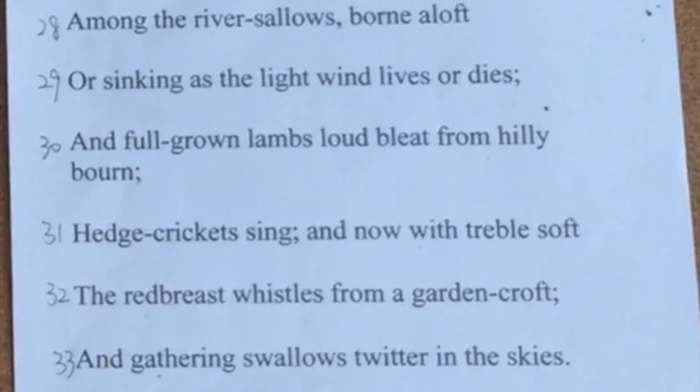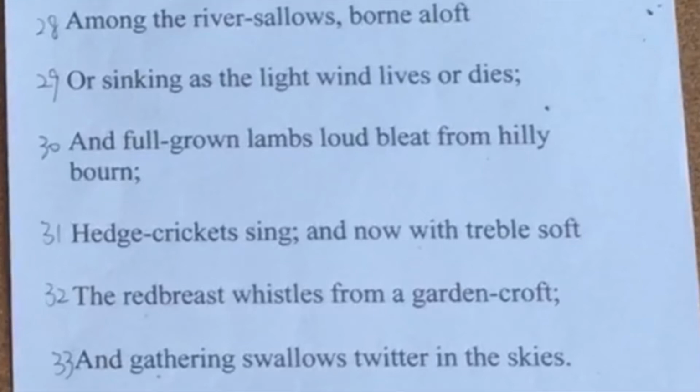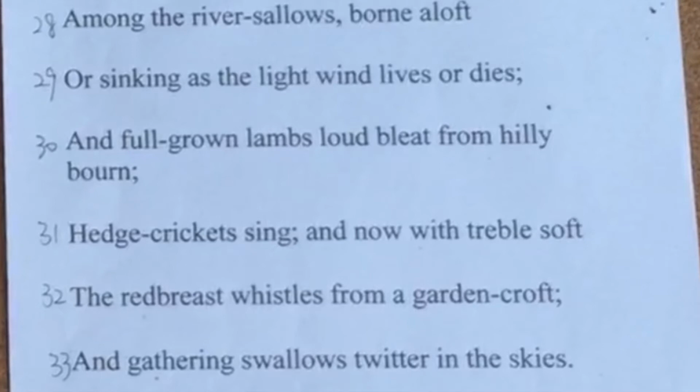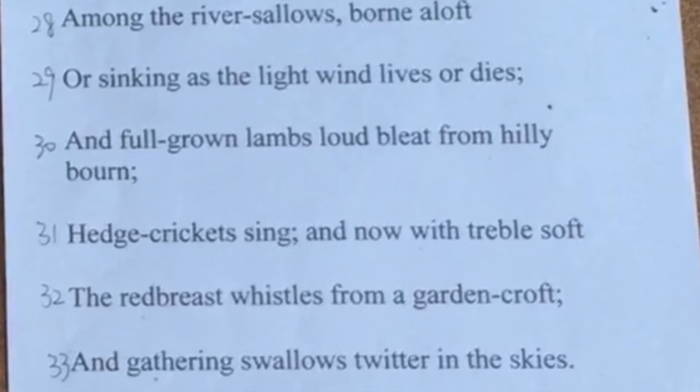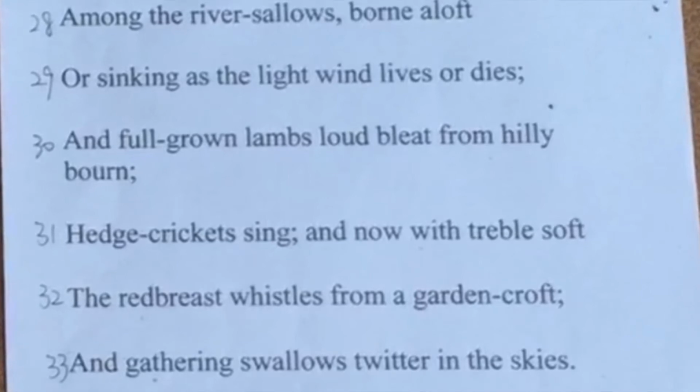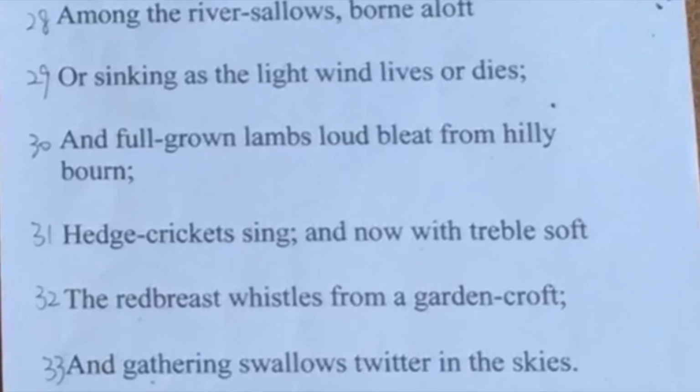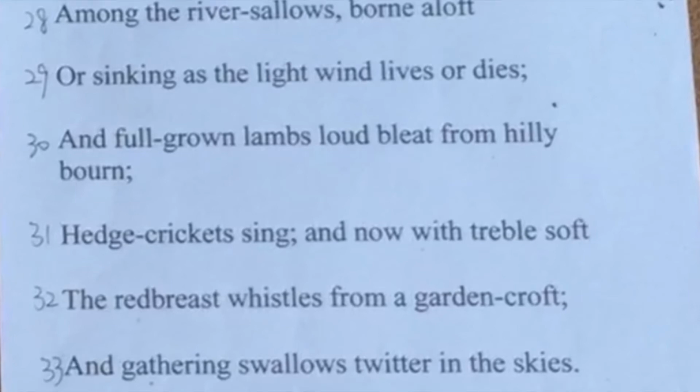Line 32. Redbreast is referred to as a bird, which usually is the foreshadow to winter. The poet wants to infer to the readers that autumn is going to pass and winter is coming. In line 33, the swallow is also a sign that autumn is almost over and winter is approaching.